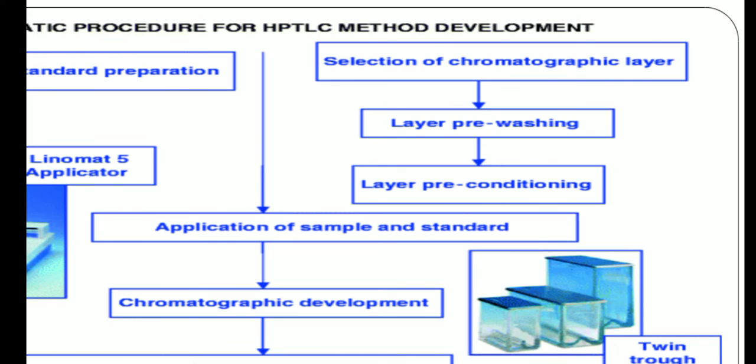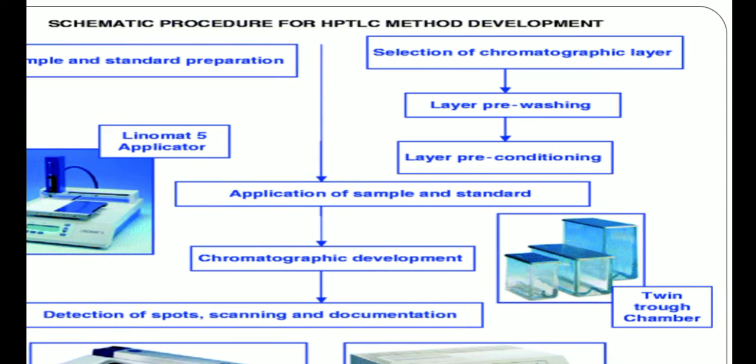Layer pre-washing and layer pre-conditioning, that is for removing any impurities which may be present. That layer pre-washing is carried out by using methanol solvent. So for removing any impurities present in that. Then layer pre-conditioning. Layer means the TLC plate. That plates are pre-conditioned to remove any moisture present in that. That is activation step. Then after selecting that TLC plate, next one is application of sample and standard.